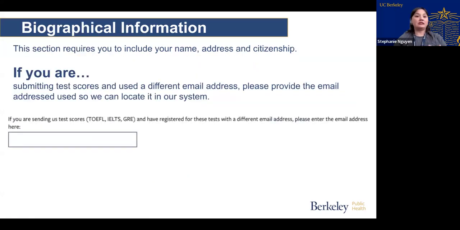And moving forward, the biographical information. So in this space, we're going to ask you to include your preferred name, your address, citizenship, and if you are submitting any test scores and you've used any different email addresses, make sure to include that email address so we can locate it in our system and match it to your application. We want to make sure that your application has as many materials as possible that best represent you. We don't want to miss any of those key pieces that can really support your application.